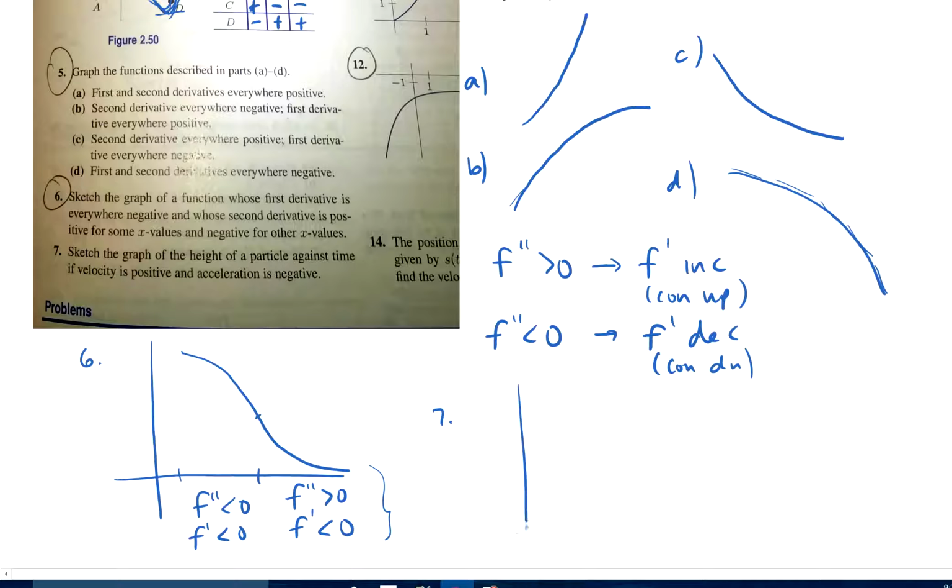Sketch a graph of the height of a particle against time if velocity is positive and acceleration is negative. So sketch the height. So the first derivative is velocity, so its velocity is positive, and acceleration is negative, so it's got to be like this. Right, where this is t and this is position, so say it starts right down here. So here, the velocity is the slope, which is positive, but the acceleration, which is the second derivative, is negative because it's decreasing. The slope, the velocity is getting smaller and smaller. All right, there's the first handful.